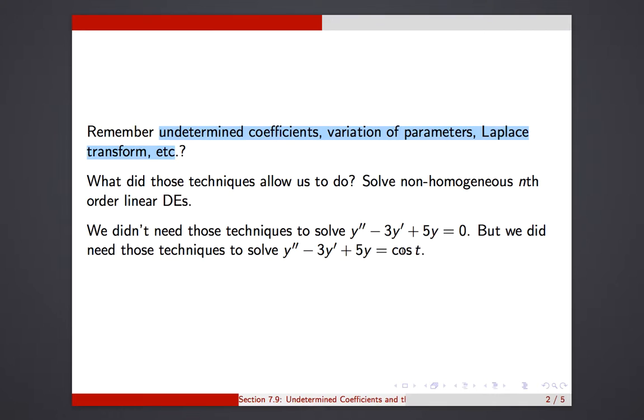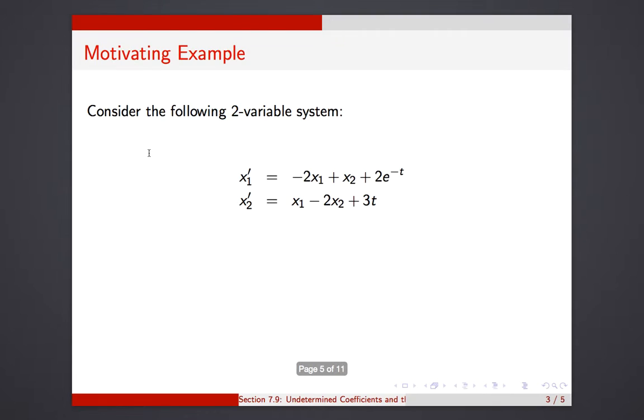However, as soon as I start having free-floating t stuff, like this cos t here instead of a 0, suddenly now we need a new technique to deal with an equation like this. This equation can be solved with any of these three techniques. But in particular, you needed at least one of these techniques to solve something non-homogeneous. So unsurprisingly, when you start talking about linear systems, these techniques are used to solve non-homogeneous linear systems.